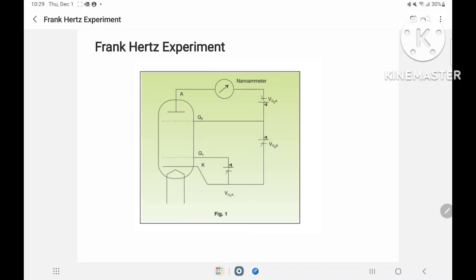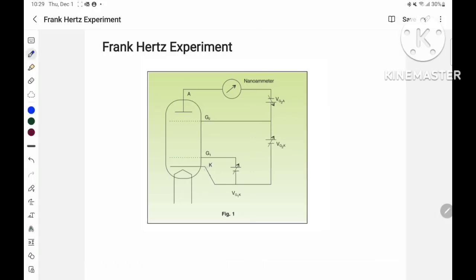So you see that here we have a cathode. Okay, this is the cathode, K is written, right? If you see here in this particular image, the cathode is at slightly negative potential with respect to the grid. So what happens?